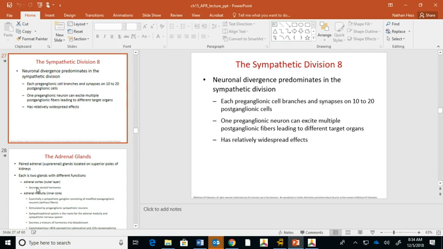Does that make sense? And you'll see in parasympathetic, it's just the opposite. It's pretty much a one-to-one. If one piece is stimulated, that's the only thing that gets stimulated in the parasympathetic.